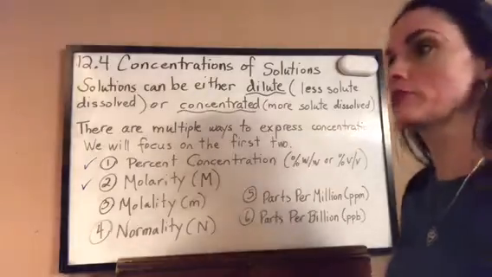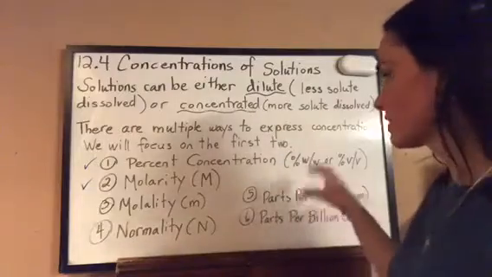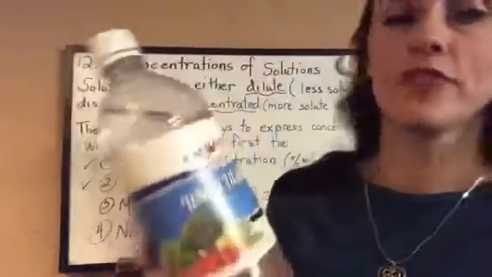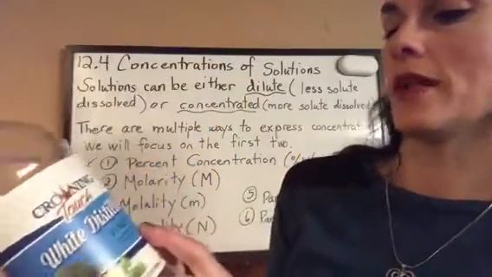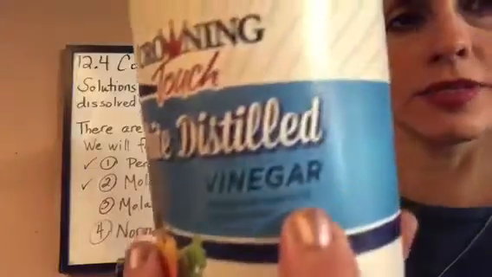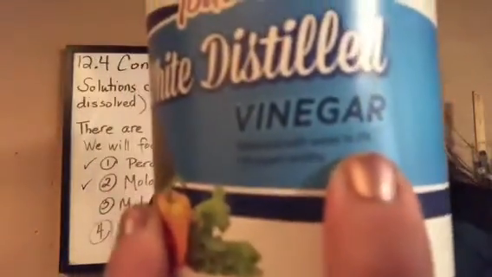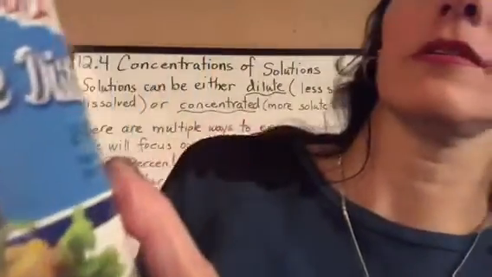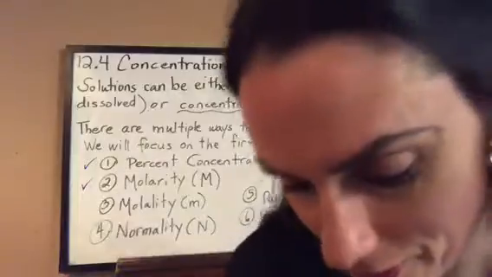Most of the solutions that you buy over the counter are expressed with percent concentration. For instance, vinegar. Vinegar is a solution, an aqueous solution of acetic acid. I don't know if you can see it here, but see how it says reduced with water to 5% acidity? I'm going to try to get the focus out. It might not be showing, but it says it right there, 5%. Maybe you have a bottle at home that's a little bit clearer to see.